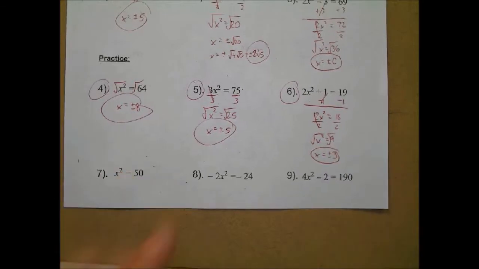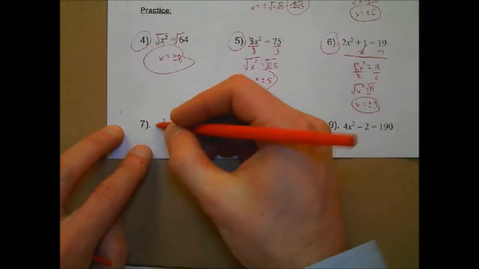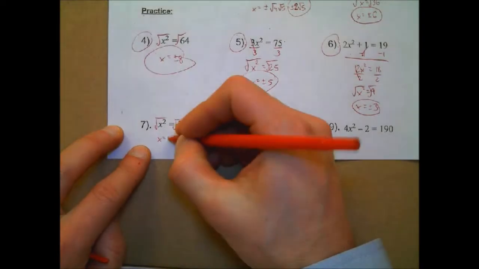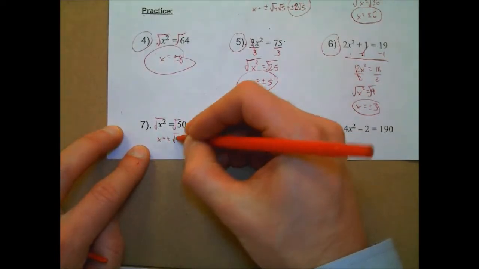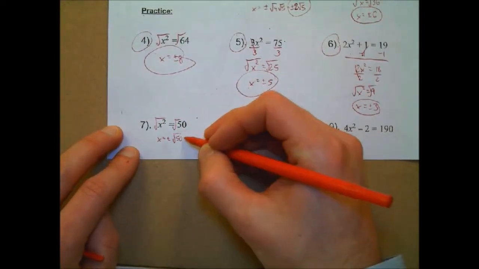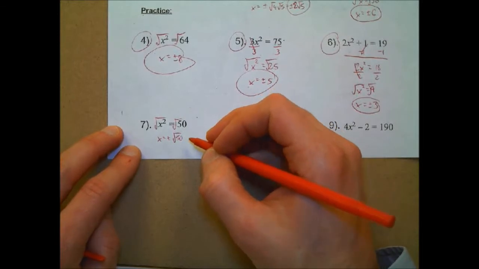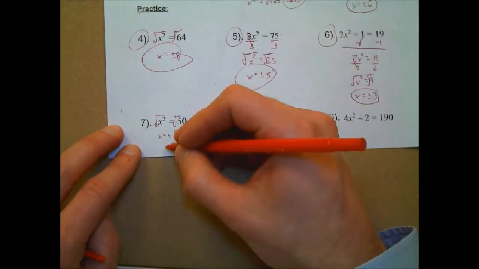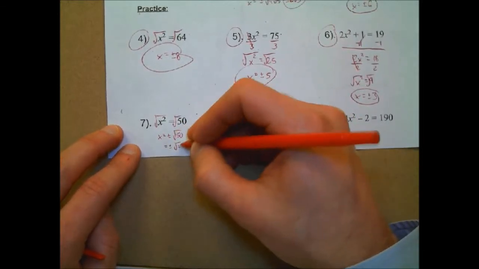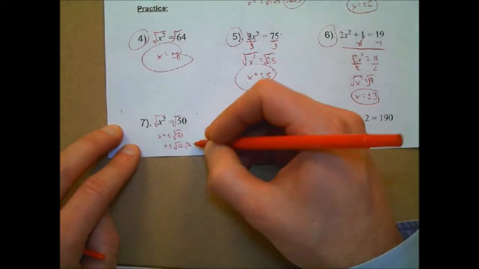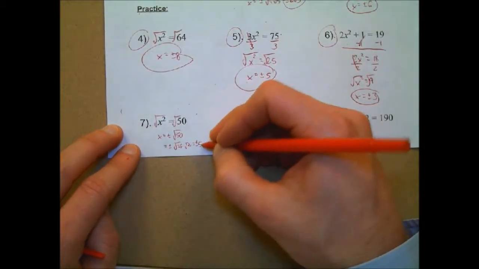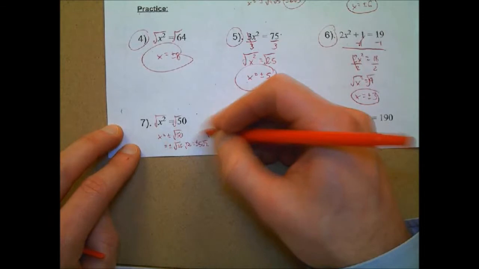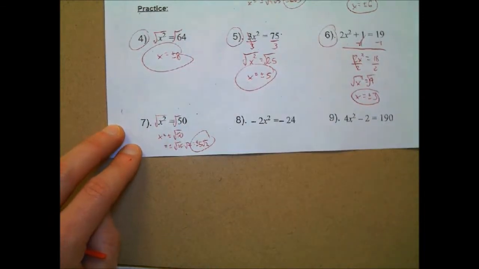Okay? For 7, you square root here, you're going to get x equals plus or minus the square root of 50. Now, is 50 a perfect square? No, but it can be simplified to be root 25 times root 2, which is then plus or minus 5 square roots of 2. So that's what 7 simplifies to be, plus or minus 5 root 2.